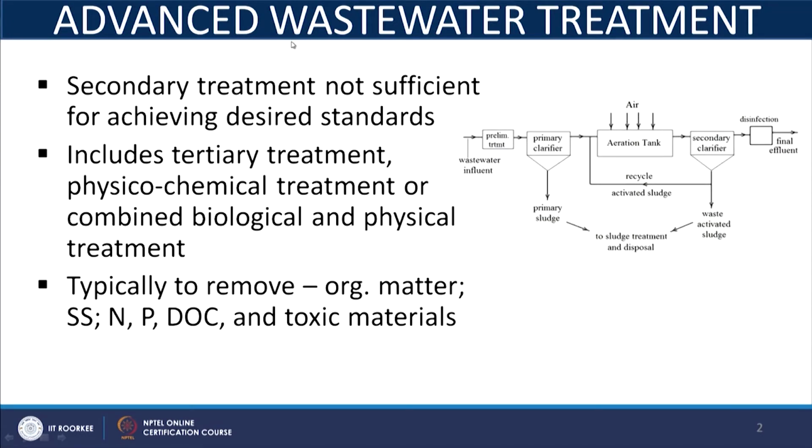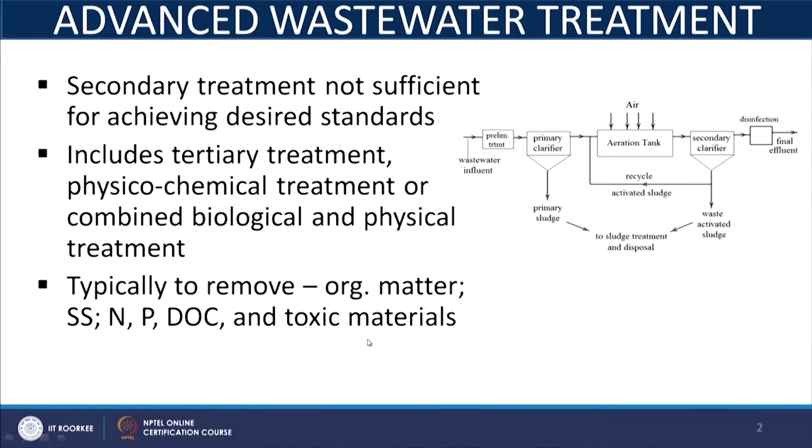So therefore we include advanced wastewater treatment, which includes tertiary treatment, physico-chemical treatment, or combined biological and physical treatment. For example, if I want to remove phosphorus, I have two approaches. I can either have physical removal or purely biological, or I can combine them. All of them would still be my advanced wastewater treatment process. Typically they are used to remove organic matter that is still not removed from our secondary treatment process, suspended solids, nitrogen, phosphorus, dissolved organic carbon and toxic materials.